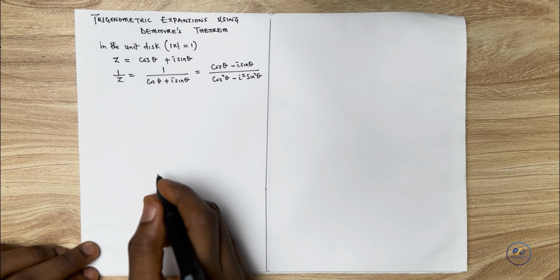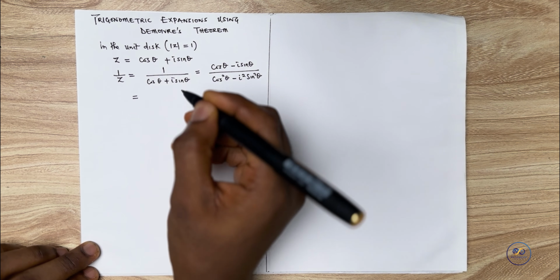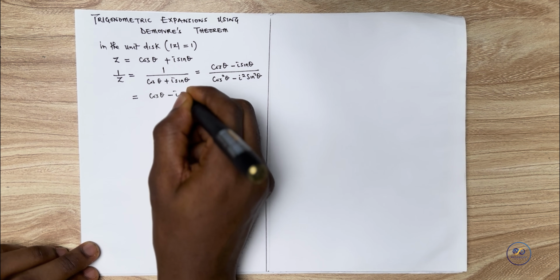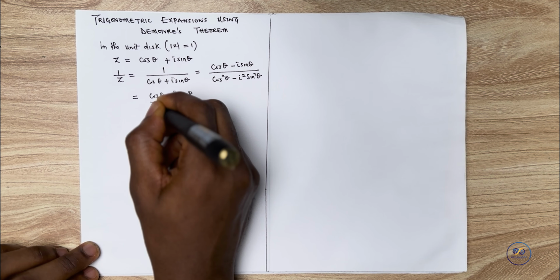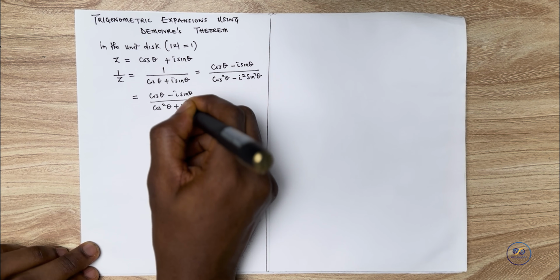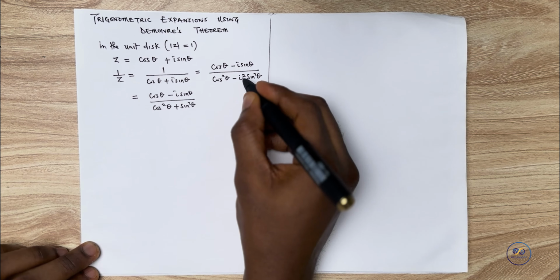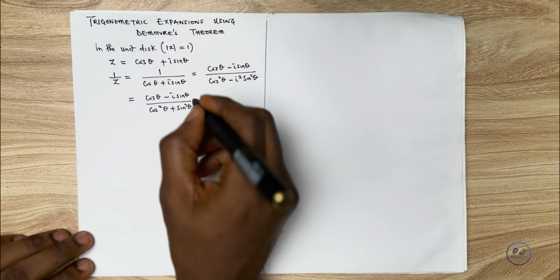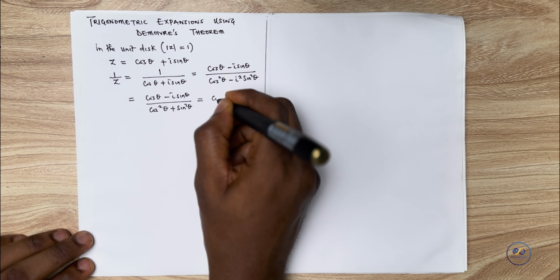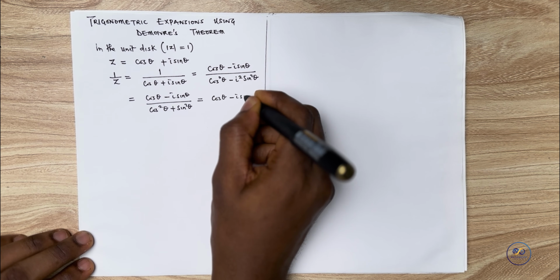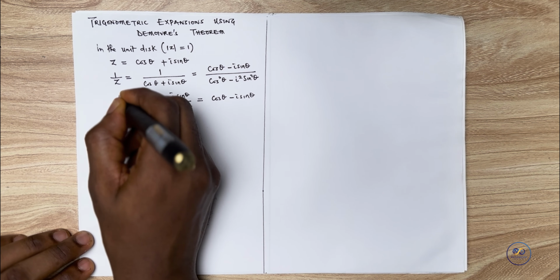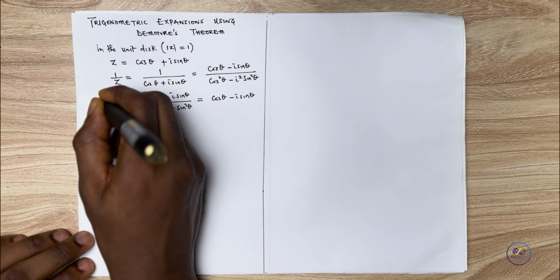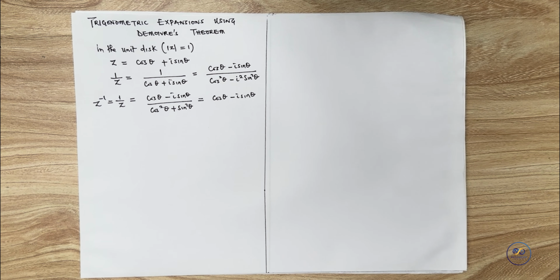Do not forget that i² equals minus 1, so this would reduce to cosθ minus i sinθ divided by cos²θ plus sin²θ, because i² is minus 1. Now remember that by basic trigonometric identities, cos²θ plus sin²θ gives us 1. So this would simply reduce to cosθ minus i sinθ. So it means that if we say 1 over z, which is of course the same thing as z raised to the power of minus 1, we'll have that to be cosθ minus i sinθ.